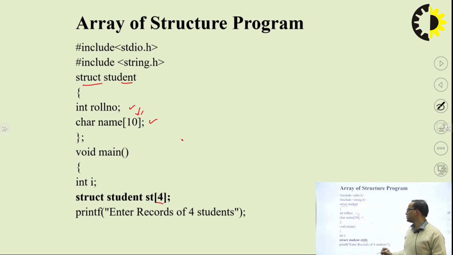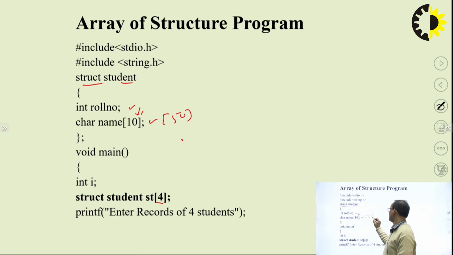Okay, this is the name, 10. What does it represent? It represents that there may be a maximum of 10 characters in the name. It may be some larger value also. If we specify 50 here, then there may be a maximum of 50 characters inside the name. So this is a simple structure.